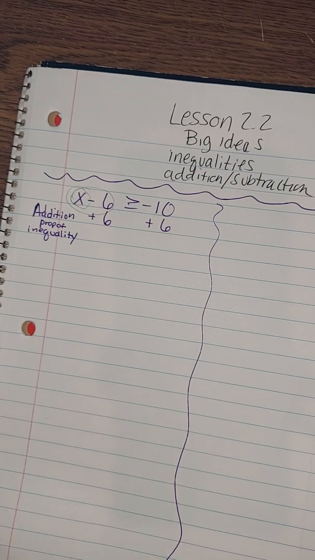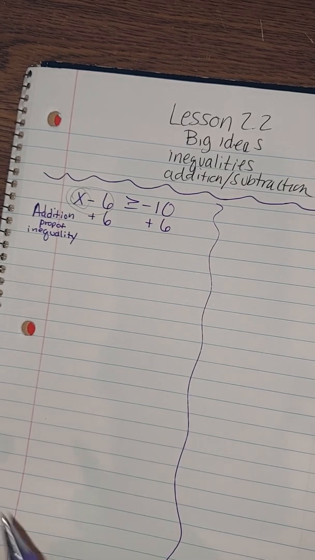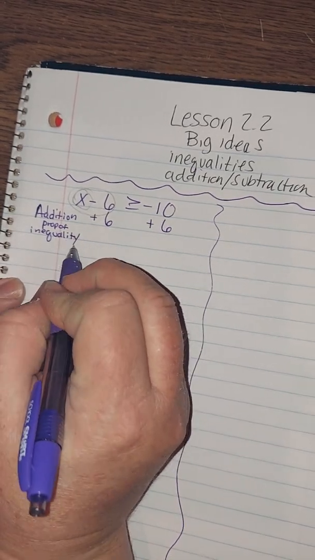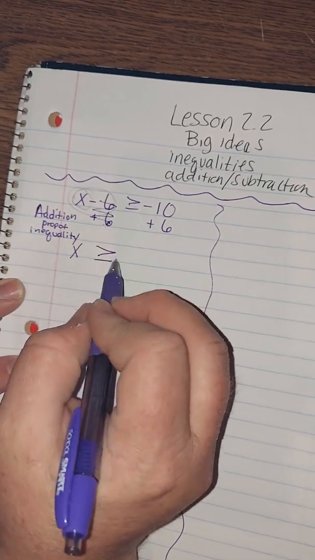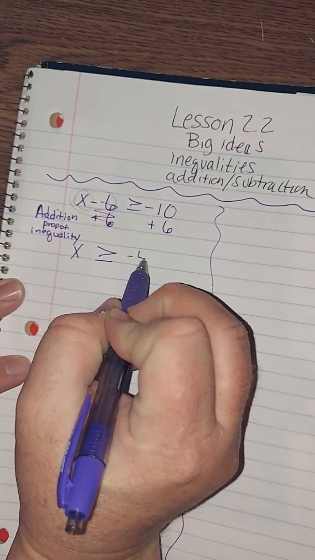The addition property of inequality. It's the whole fact that we're just adding. So I get an X. This cancels out. My sign does not change. And what's a negative 10 plus 6? Well, that's a negative 4.